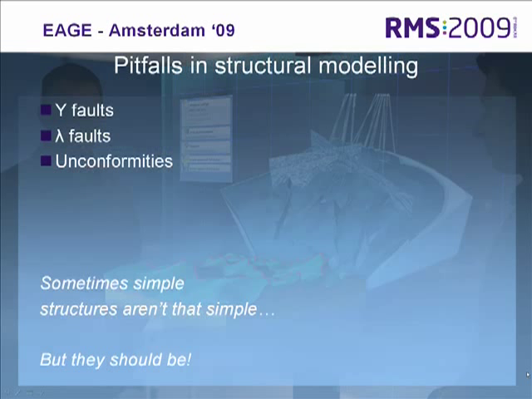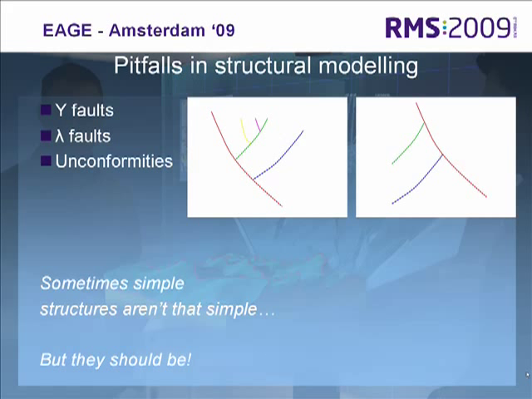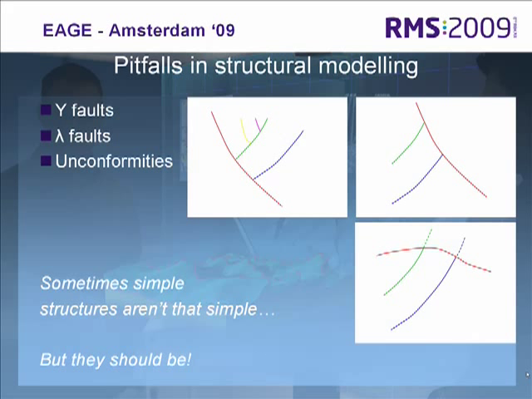Let's take a look at some of the common structures that often cause problems in model building. Y faults, an antithetic-synthetic pair of faults, are very common. They can come in all sorts of combinations, such as nested Y or Y on Y faults, as shown here. Lambda faults are upside-down Y faults, where the truncation is at the top instead of the bottom, and sometimes a fault can make both a Y and a lambda truncation. Unconformities can also be difficult to include correctly, as they can not only truncate horizons, but may also truncate faults.